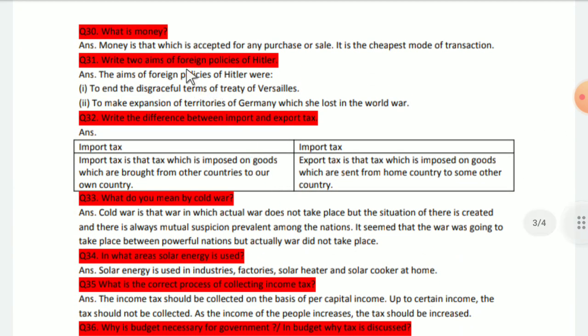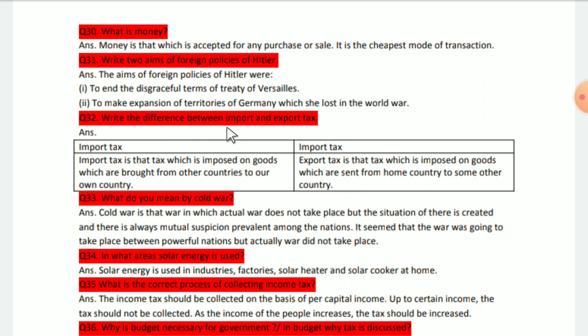What is money? Money is that which is accepted for any purchase or sale. It is the cheapest mode of transaction. Write the aims of foreign policies of Hitler. The aims of foreign policies of Hitler were to end the disgraceful terms of the Treaty of Versailles, to make expansion of territories of Germany which she lost in the World War.